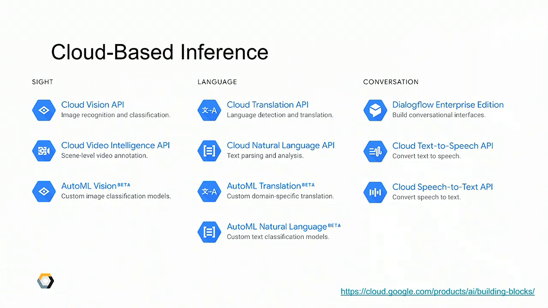So the customization of these models comes through the product called AutoML. So you see, AutoML Vision allows you to retrain Google's computer vision model to recognize your needs. For example, you're a manufacturer who makes widgets, and you want some kind of computer vision solution that recognizes widgets, you could use AutoML to retrain it based on your widgets.